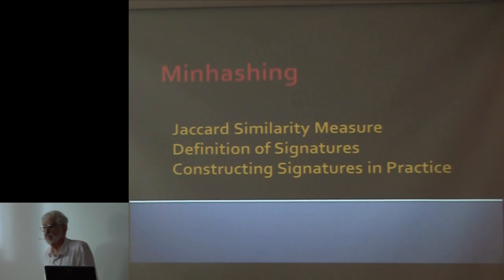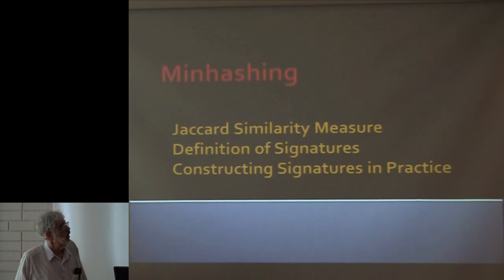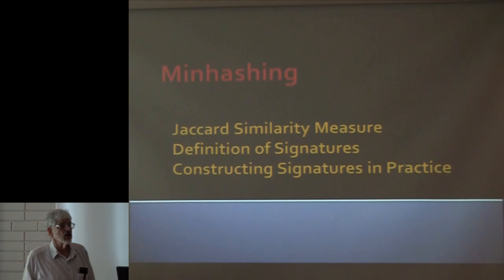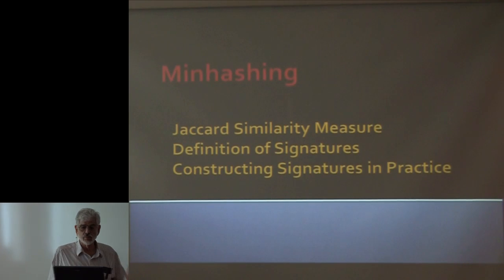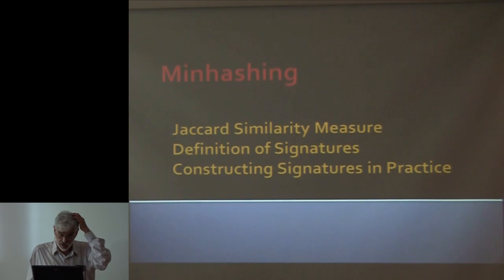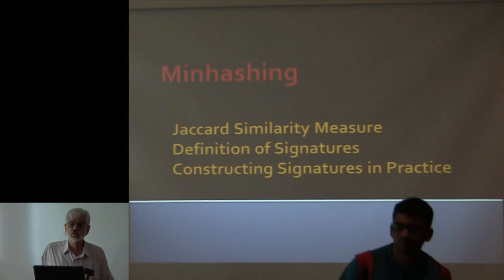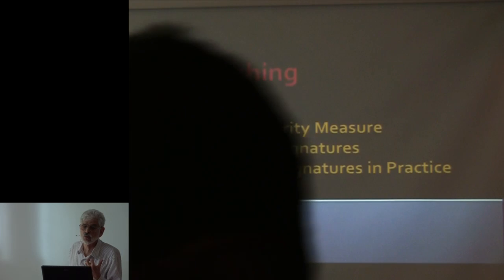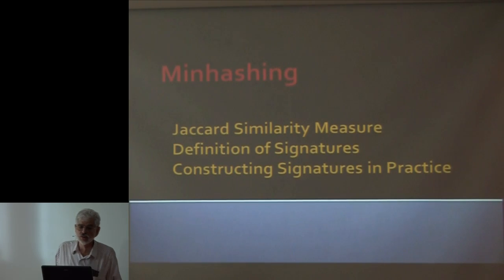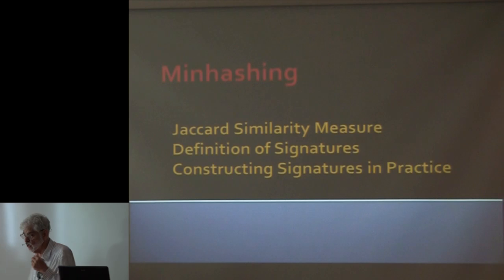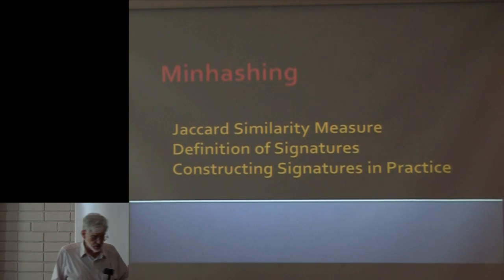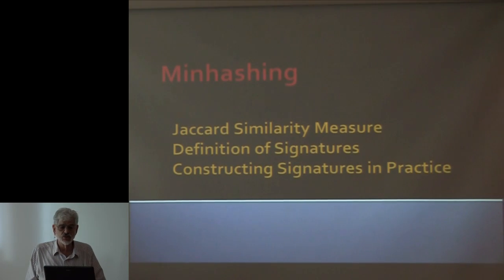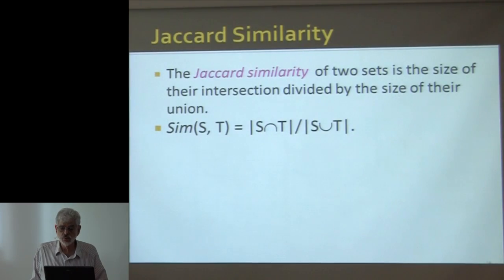Okay, so let's talk about min-hashing now. First thing I need to do, I've never really formally defined what it means for sets to be similar. That's what's called Jaccard similarity. And then I want to talk about turning sets into these signatures, that is, vectors of integers. In turn, it's easy to describe in principle how the signatures are constructed. It's kind of hard to do them in practice, so I want to do that.